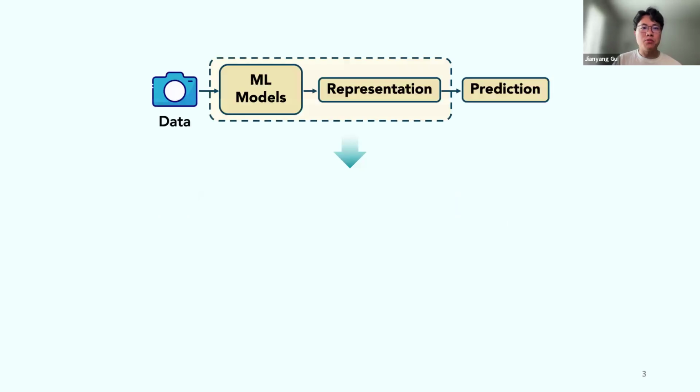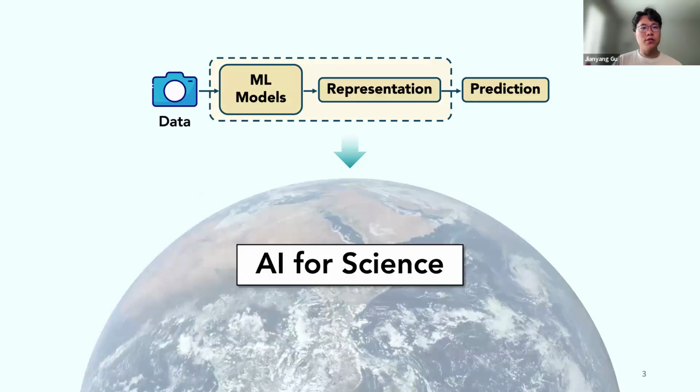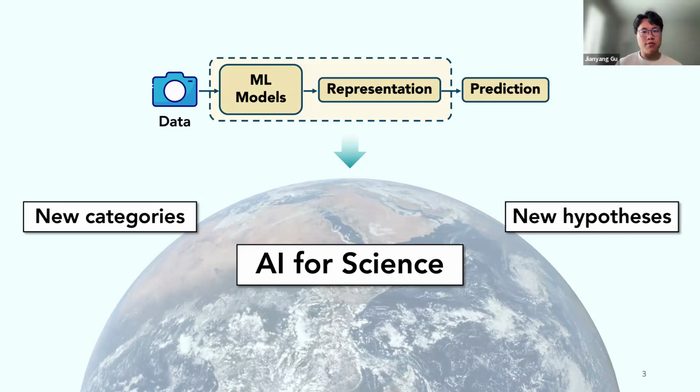However, the problem happens when we try to apply this pipeline to interaction with the world and use AI for science. Because scientific domains are often not about closed set decisions. Scientists want to discover new categories, they want to propose new hypotheses. And then we will need to rethink this pipeline to make AI work for science.